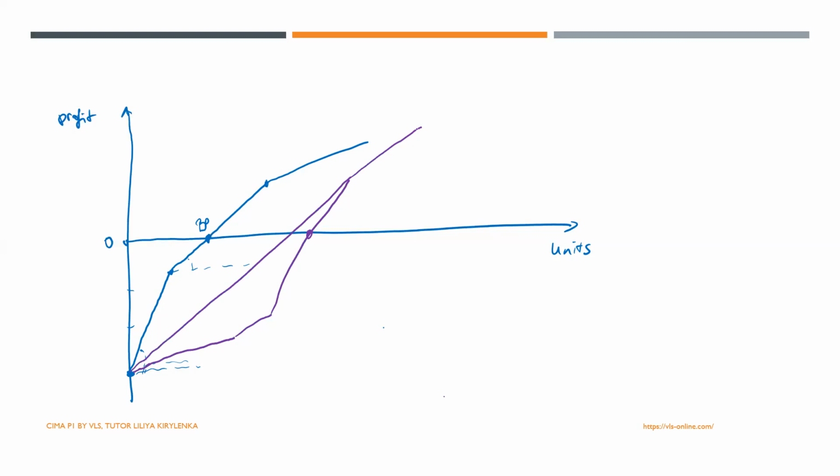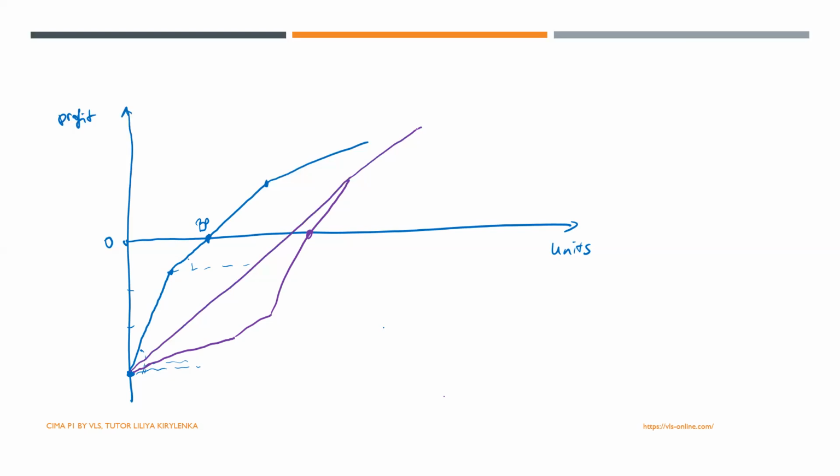And if break-even point comes later, then this means that this project, this company is riskier, because the later it comes, the more are we prone to the risk of having losses if there is a recession and we are not able to produce and sell that many units as we planned. Okay. So this is how our line is going to look like.